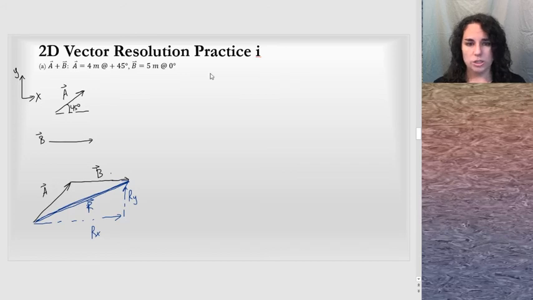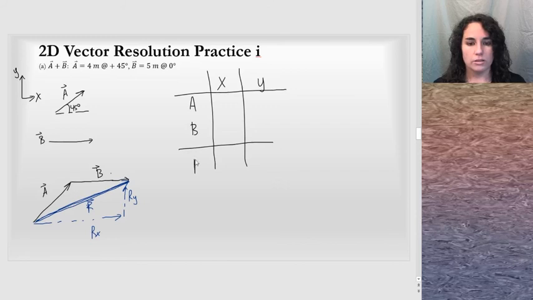So here's the trick to do this. The trick to doing this is to create a nice little table. We have x components and y components. Notice that we're going to have 3 vectors. We're going to have an A vector, we're going to have a B vector. And when I add those together, it's going to be a resultant vector. So I'm going to fill in these slots, these little cells in the table here.